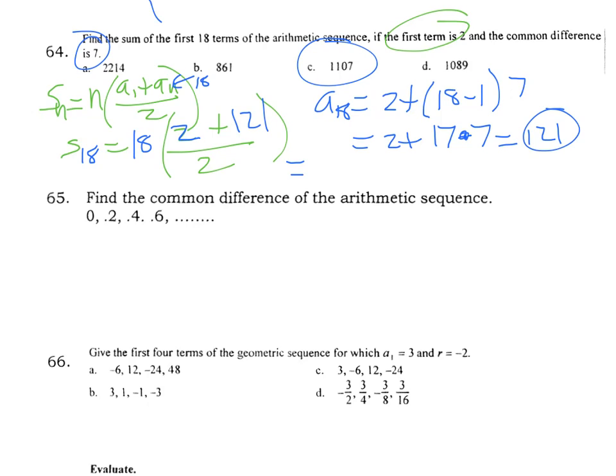65, this one's a little bit easier. Find the common difference. Basically, I need to know what do I add each time to get the next one, and hopefully it's not too terribly difficult to see that it's plus 0.2, plus 0.2. So 0.2 is the answer. d equals 0.2.